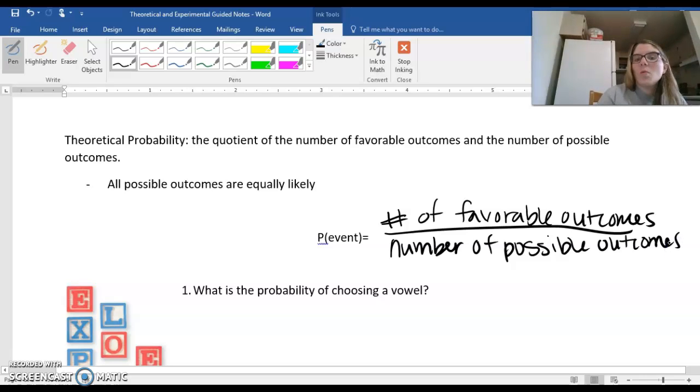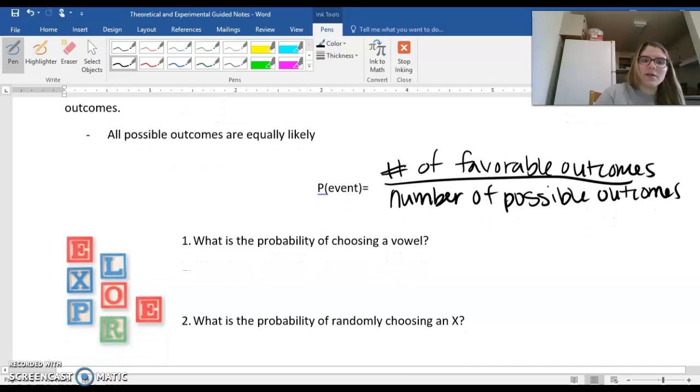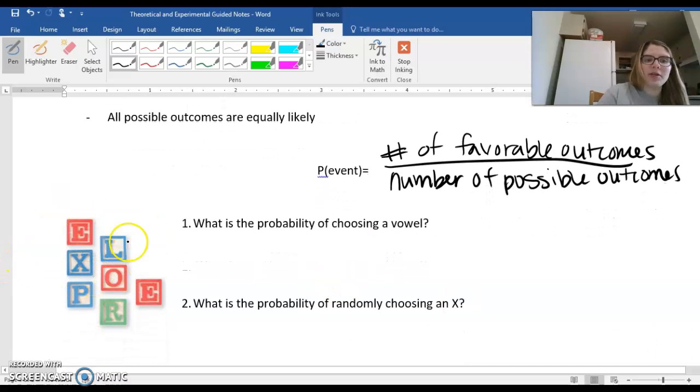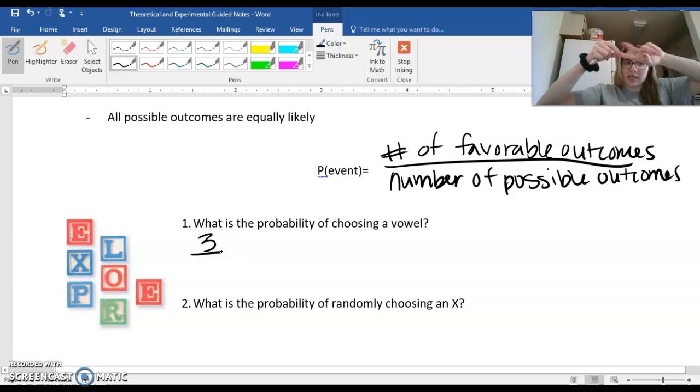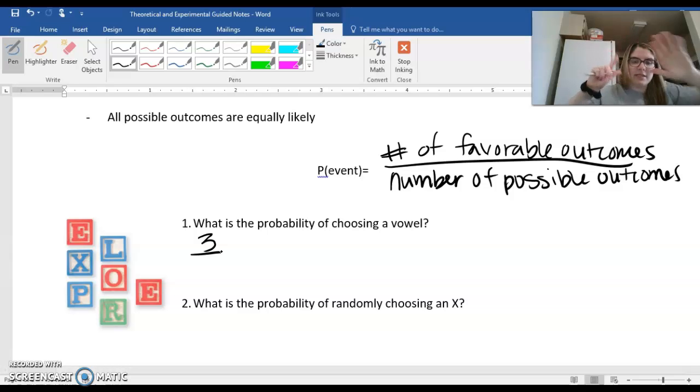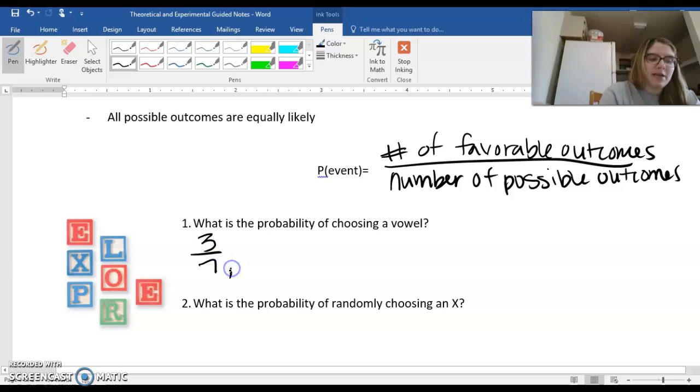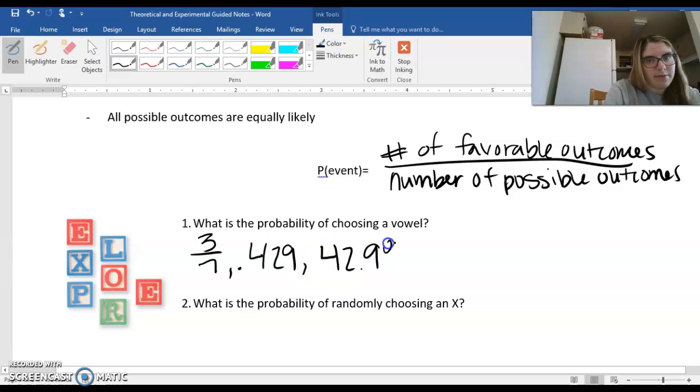Okay, so what is the probability of choosing a vowel? Looking at the letters, I have E, O, and E. So that's 3, my number of favorable outcomes. For the total outcomes, I have E, X, P, L, O, R, E, so 7 possible outcomes. That goes on the bottom. Again, we're going to write it as a decimal. It's a really long decimal, so I'm just going to round it: 0.429 or 42.9%.